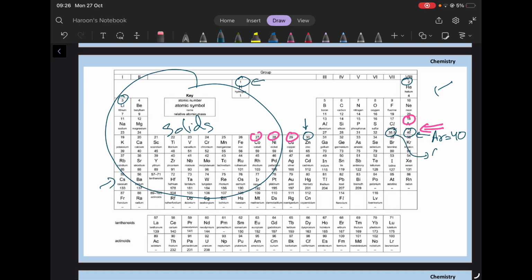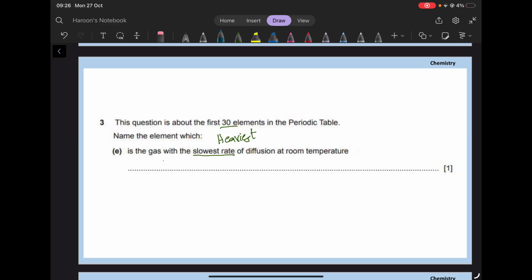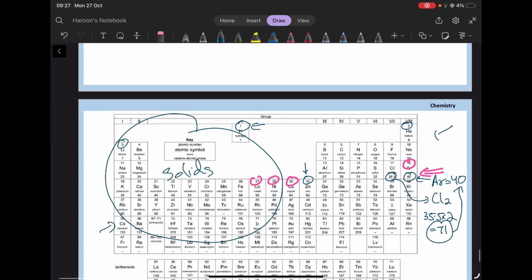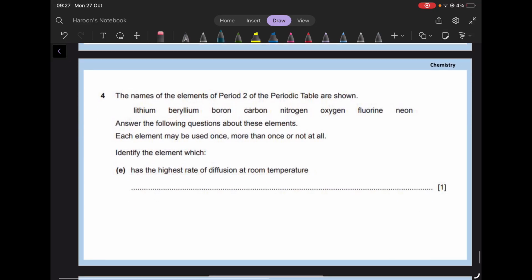But have a look at chlorine. This would be diatomic. This would be in a Cl2 form. So this would be 35.5 times 2. This mass would actually be 71. And compare it to argon, although that is later on in the periodic table, because chlorine is diatomic, this would be heavier. So over here we need to write chlorine. Slowest would be chlorine because it is the heaviest in the first 30 elements, and it is a gas. In solids, diffusion cannot take place.